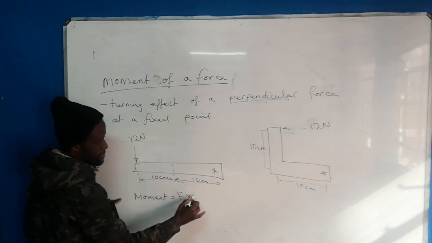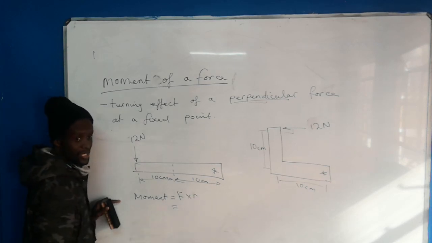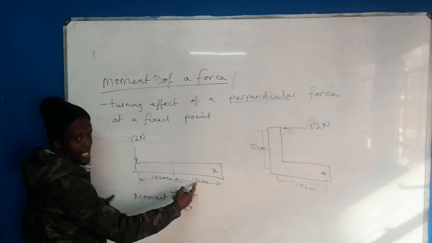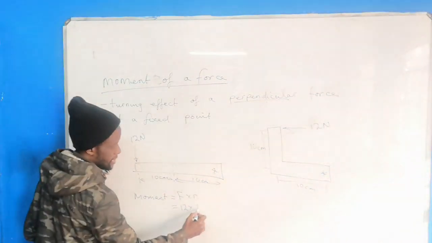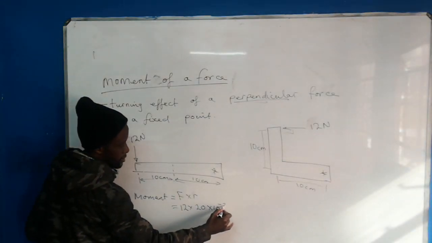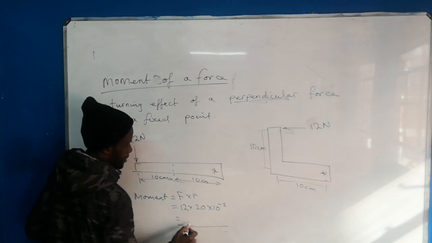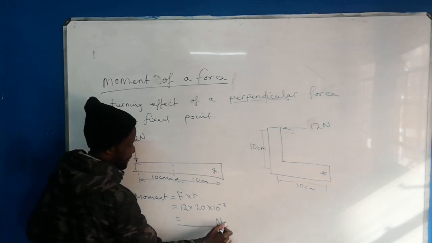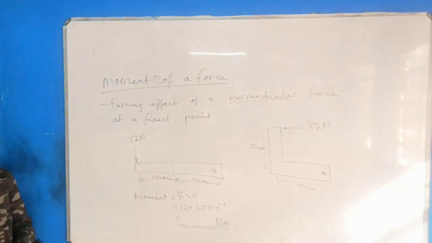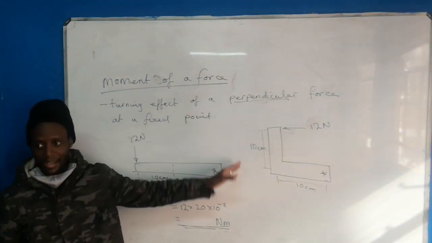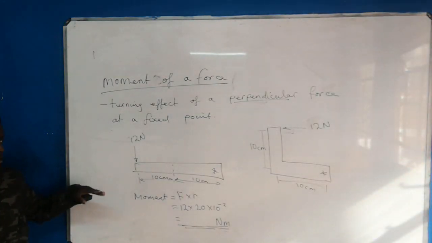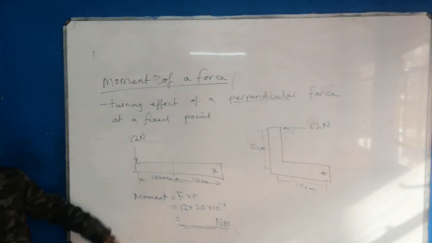The moment that this force is causing is equal to the force times R. I like using R, but S is also fine. 12 times this plus that, that's 20, right? So now it's 20 centimeters, times 10 to the power minus 2. That will be your answer in Newton meters. So no need to panic whether they give you something like an arm. You just stretch it out, you make it straight. Then you calculate the moment of the force.